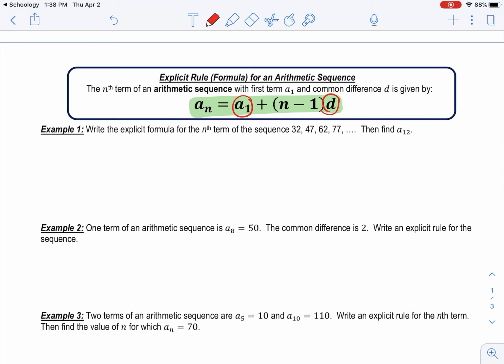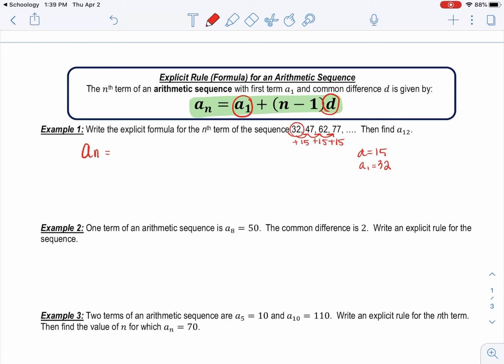Okay, so this says write an explicit formula, which just means write a rule for the nth term of the sequence. So first off, we have to check to see if it's arithmetic. So let's look for a common difference here. So how do I get a 32 to be a 47? I would add 15. Does that continue? It sure does. So we know that d is 15. To write a rule, once again, you need two things. You need the difference, 15, got that. And you need the first term. First term's 32, I got that. So now I can write my explicit formula.